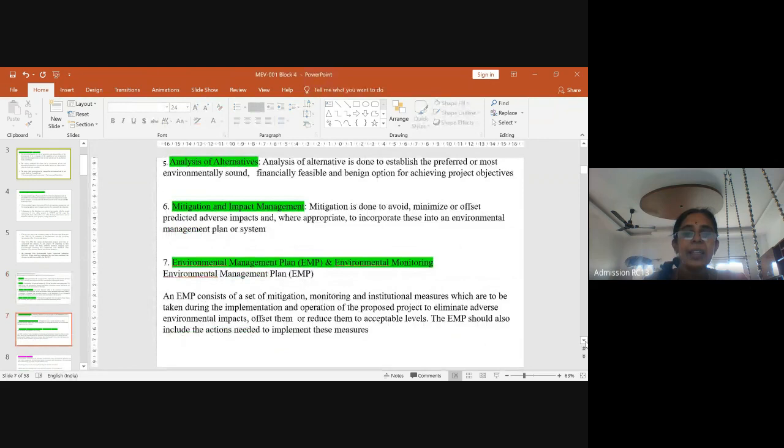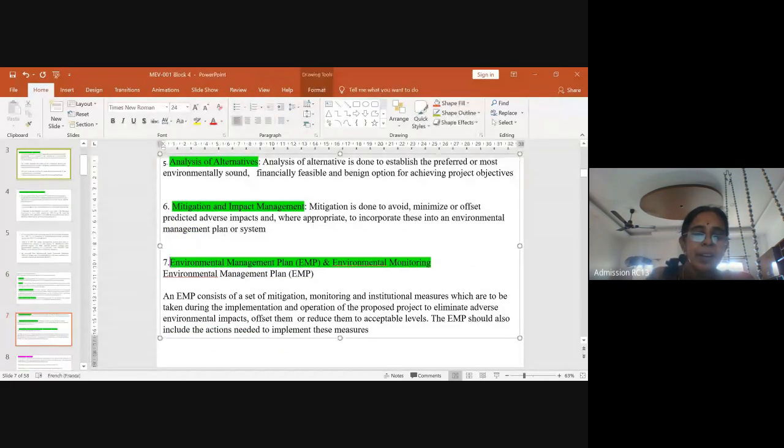And then the analysis of alternatives. Alternatives are preferred if there is any impact on the environment by the concerned project. Then mitigation is to avoid, minimize, or offset the predicted adverse impacts and to incorporate these into the environmental management plan or system.